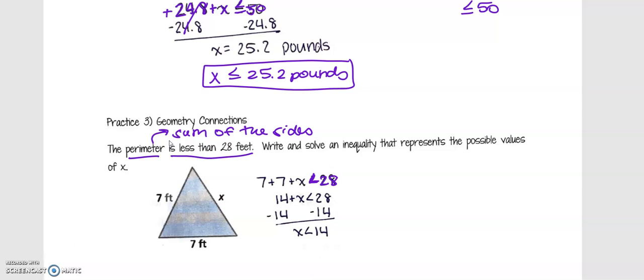Then I want to get this x by itself. This is a positive 14. So I subtract 14 over, and then I'll be left with x is less than 14. So this variable has to be less than 14 for my perimeter to still be less than 28. Okay? Good job, guys. This is the section 3.2.